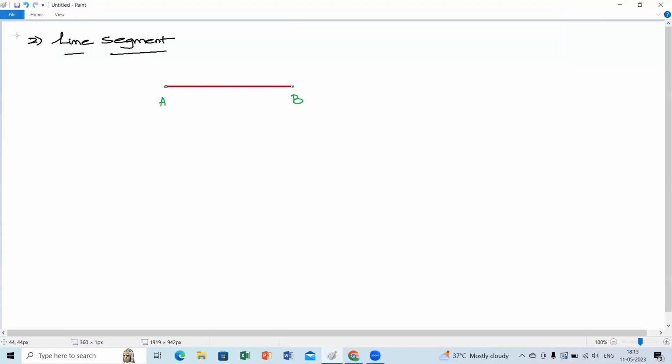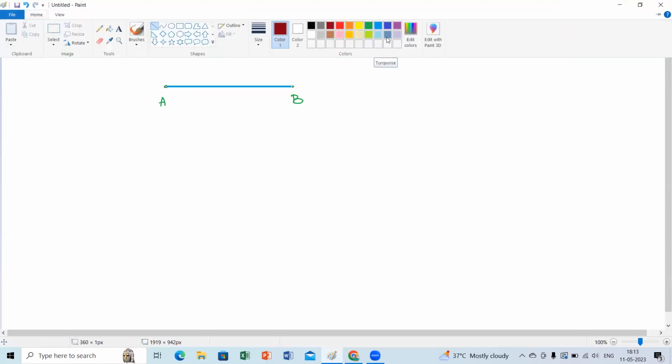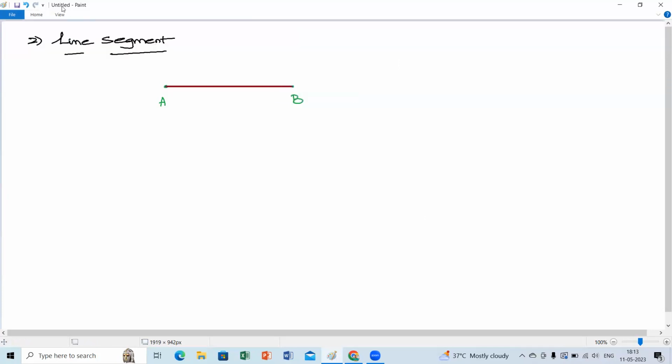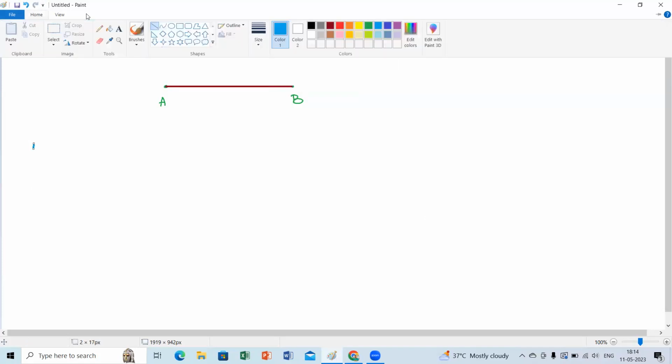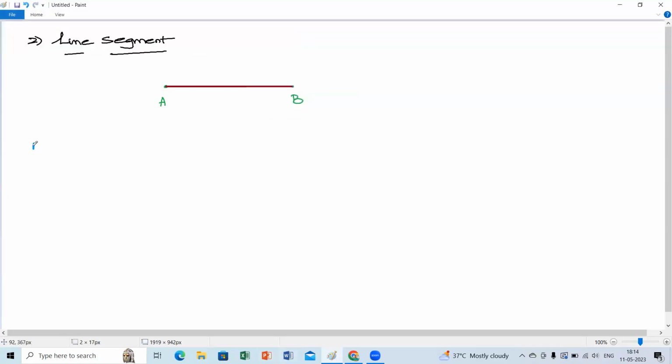A line segment I got. That means how can I make a note of the points for a line segment? Line segment has fixed endpoints. Come on, write down, children. First point, write down: a line segment has fixed endpoints. Very good. It has 2 endpoints. Line segment has 2 endpoints.